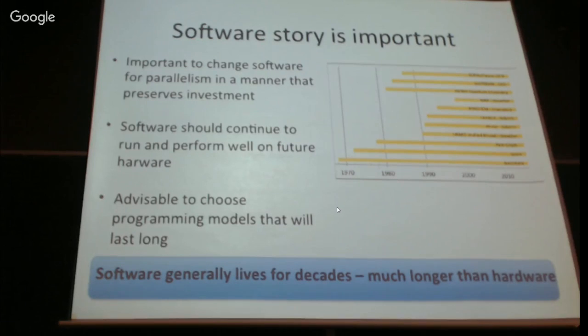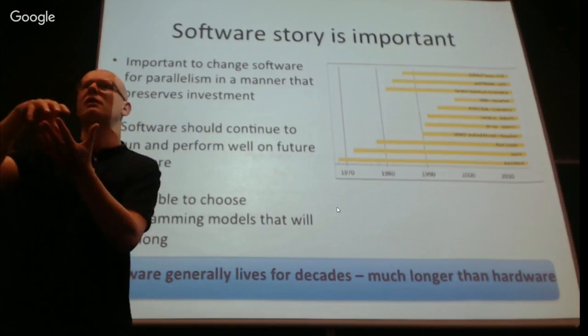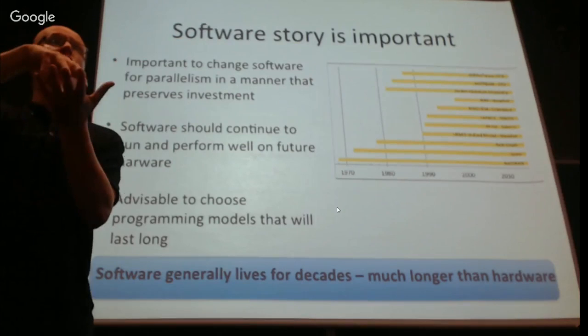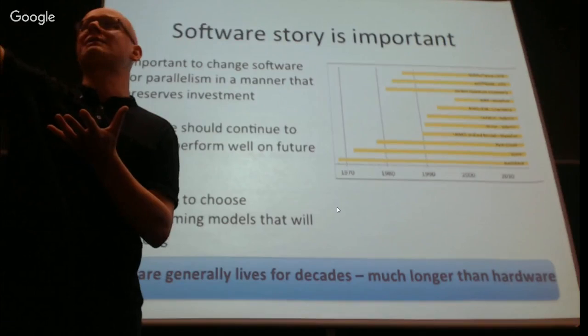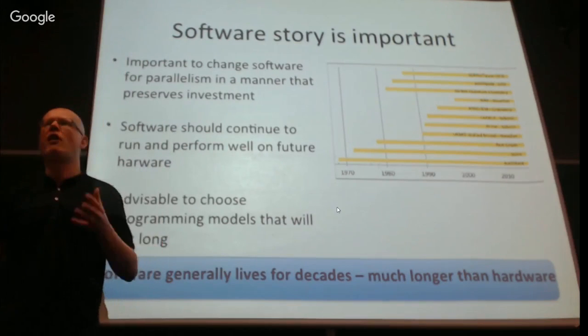So software should continue to run and perform well on future hardware. That's another thing to bear in mind here as well. One of the nice things about Xeon Phi and OpenMP and MPI is that there is this design principle that when I target Xeon Phi, let's say, a given iteration of Xeon Phi, i.e., Knights Corner, as it exists on the market today, then my software, if it scales well on KNC, should also scale well on Xeon Phi Knights Landing. So that's kind of built into the Xeon Phi model.